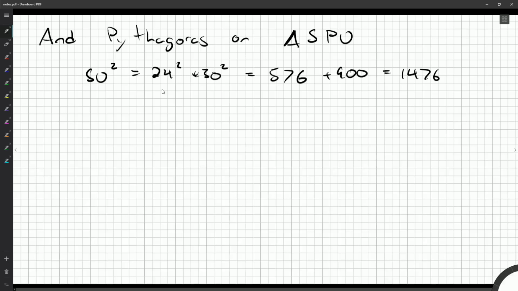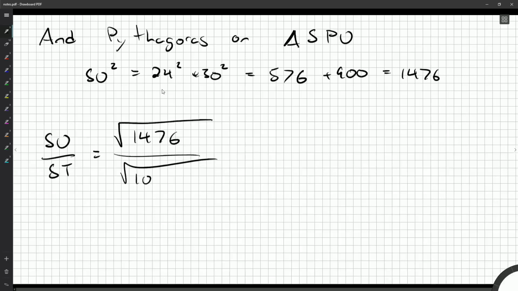Now, what do we want? We want SU over ST. So that's going to be the square root of 1476 over the square root of 1044. These are not nice numbers, so this is where the calculator is going to come in. But I'm going to try and avoid the calculator as much as I can. I'm going to divide both of them by 4. I can pull out a factor of 4 from both of them.